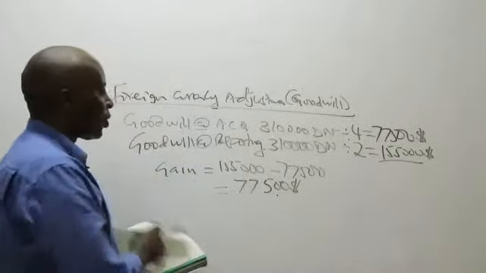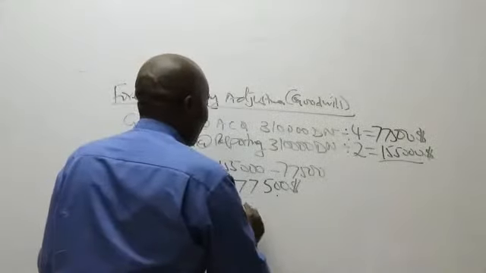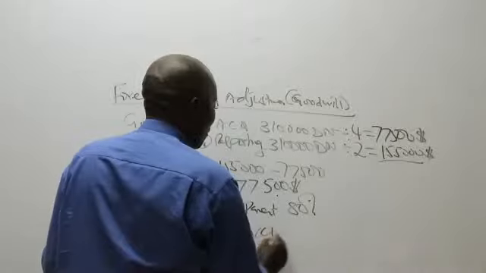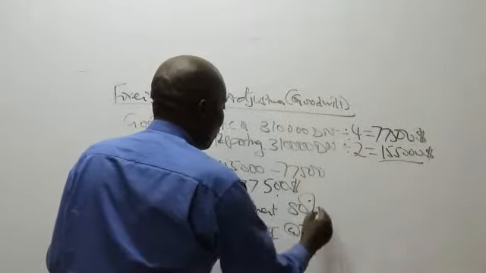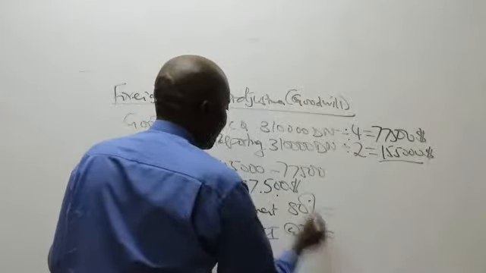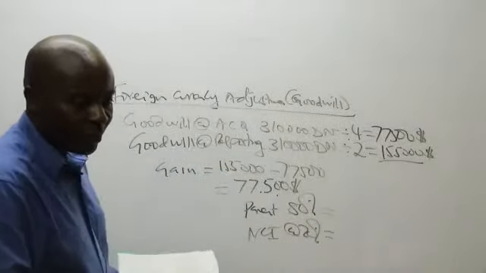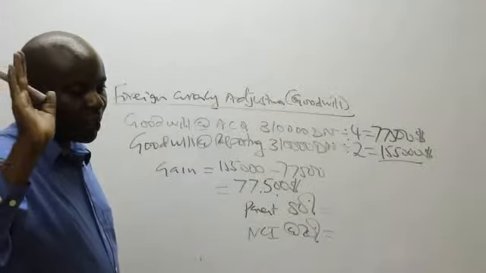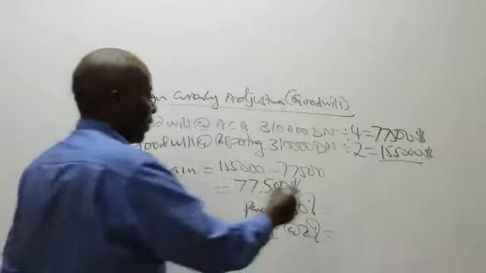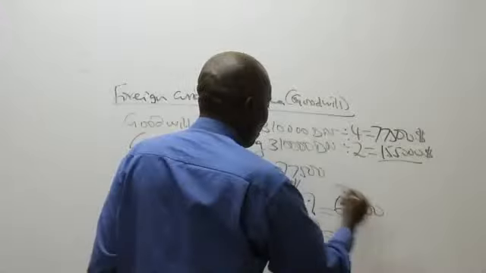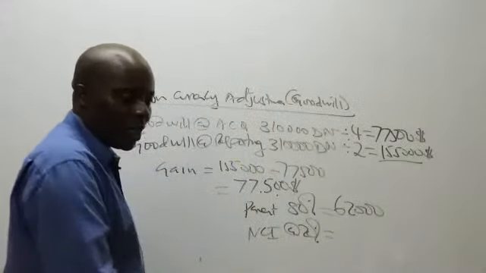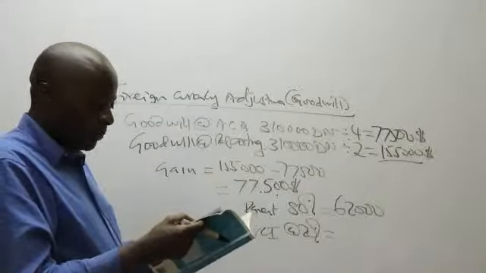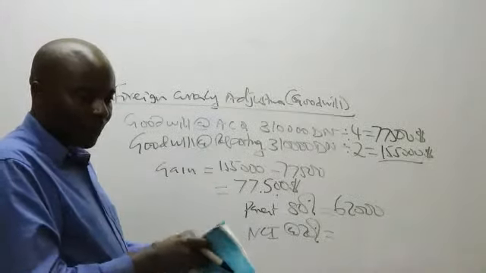We share out the parent. Parent will be 80%. NCI will be 20%. I'm almost home. So 80% of this, 20%. Please give me these figures. I'm finishing. Trust you me. Numero tells me it is 62,000. How about NCI? 15,500.